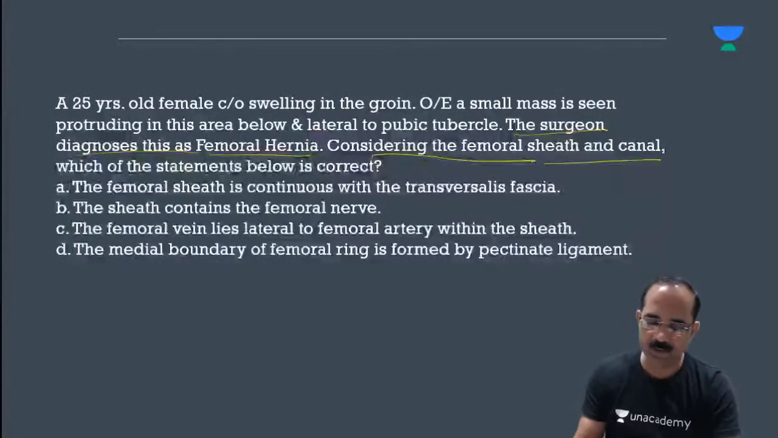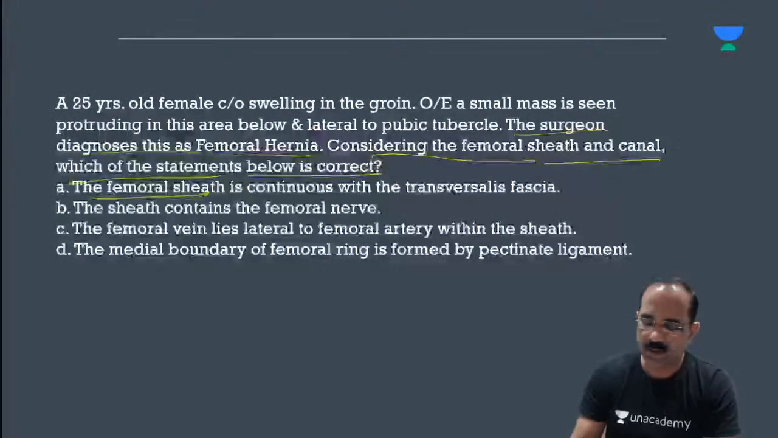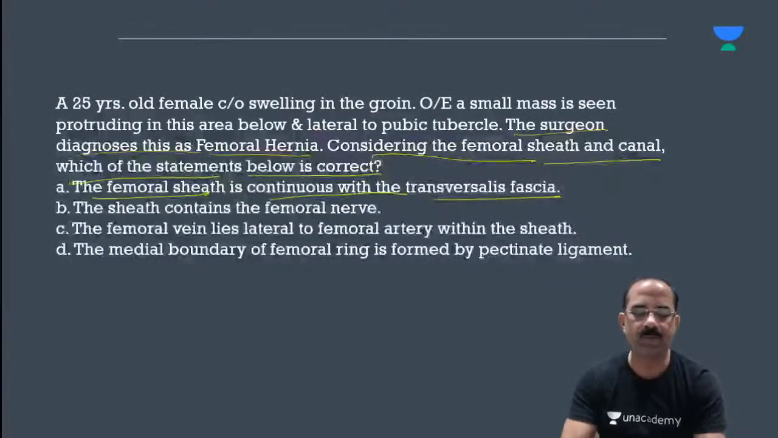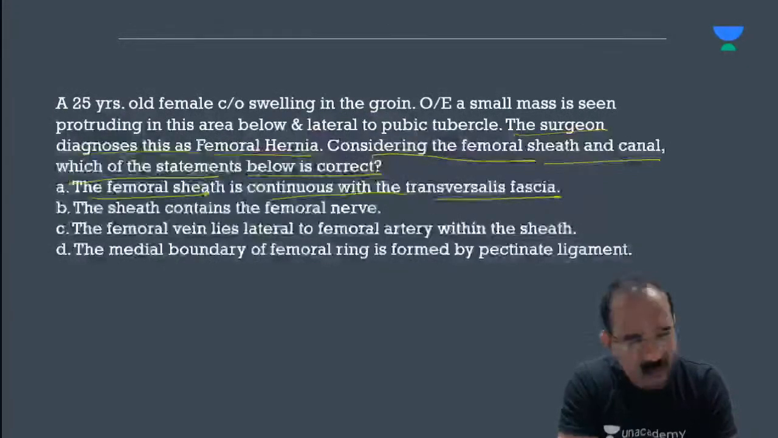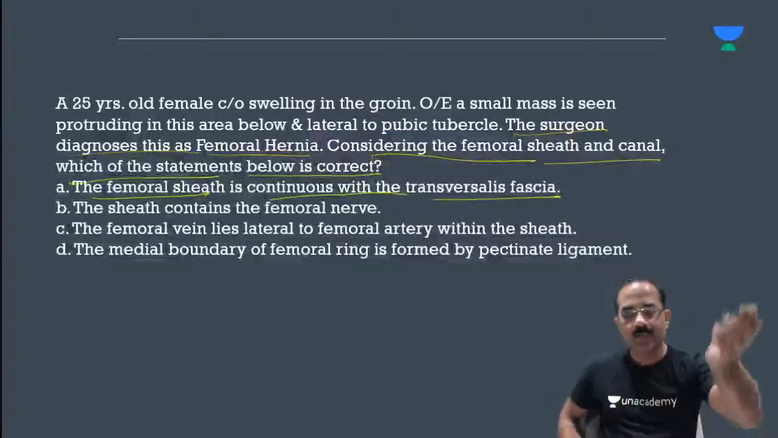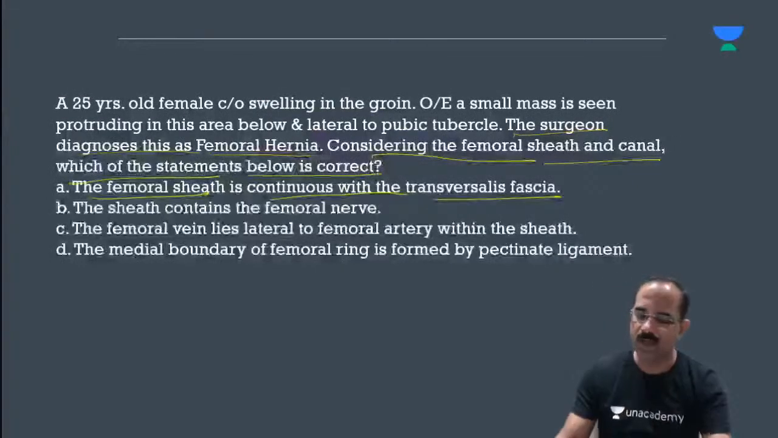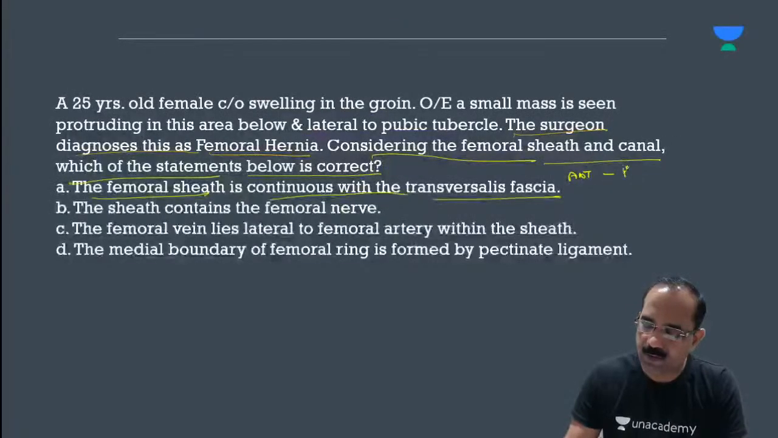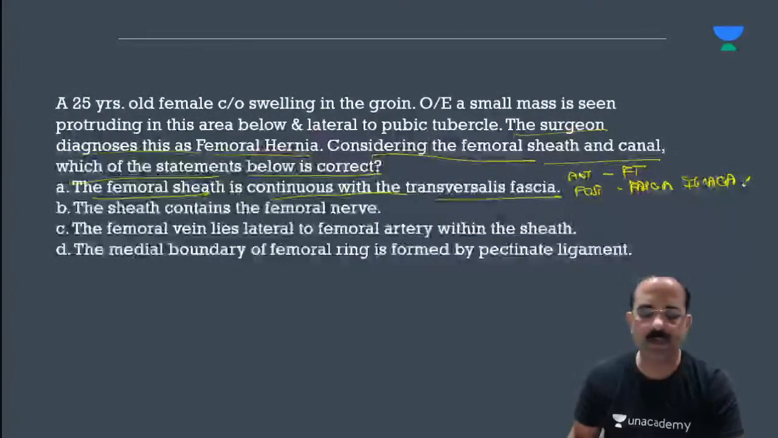considering the femoral sheath and femoral canal, which of the following statements is correct? The femoral sheath is a continuation of fascia transversalis. Yes. So the anterior wall of the femoral sheath is formed by fascia transversalis. The posterior wall of the femoral sheath is formed by fascia iliaca. Very good. Anteriorly fascia transversalis, posteriorly fascia iliaca.